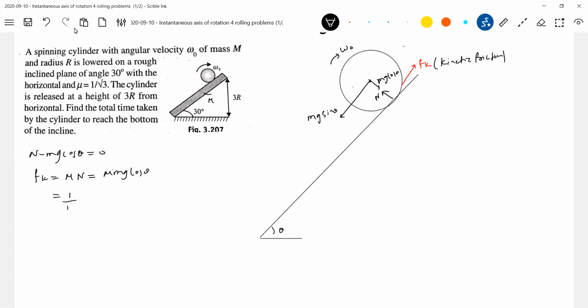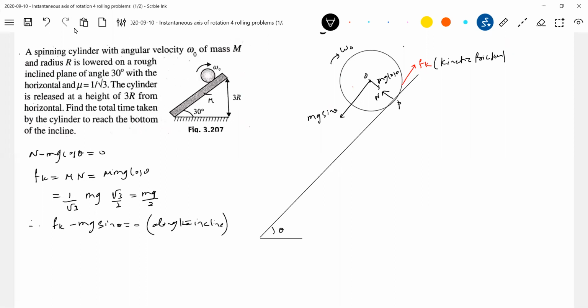Let's calculate the value of this one. Mu equal to how much? 1 by root 3, mg cos theta, cos 30 is root 3 by 2. How much are we getting? mg by 2. How much is mg sin theta? This should also be mg by 2. So in fact, what's happening is Fk minus mg sin theta equals 0 along the incline. So the net force on this spinning cylinder along the incline will be 0. Therefore, no acceleration along the incline.